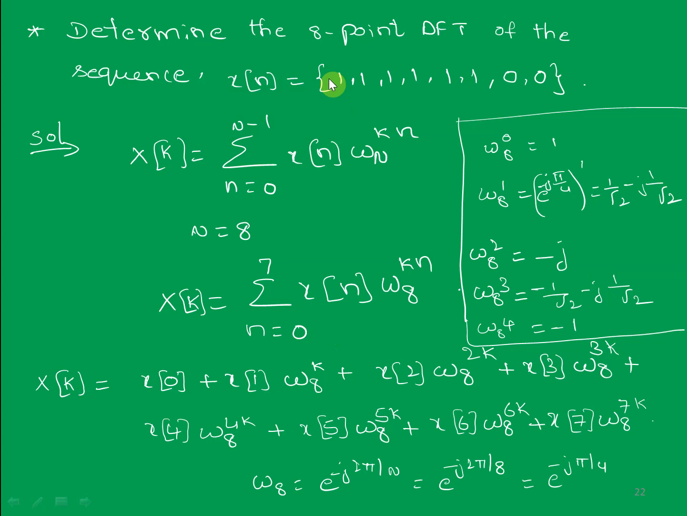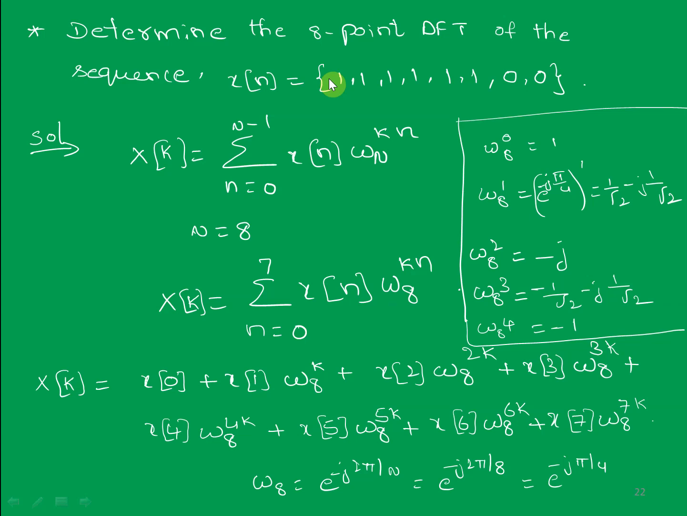Good morning. In this video, I am going to explain how you can determine the 8-point DFT of the sequence x of n = 1 1 1 1 1 1 0 0. So the sequence is given, and we should find the 8-point DFT. We have seen the 4-point DFT in the previous video, so now coming to the 8-point DFT.